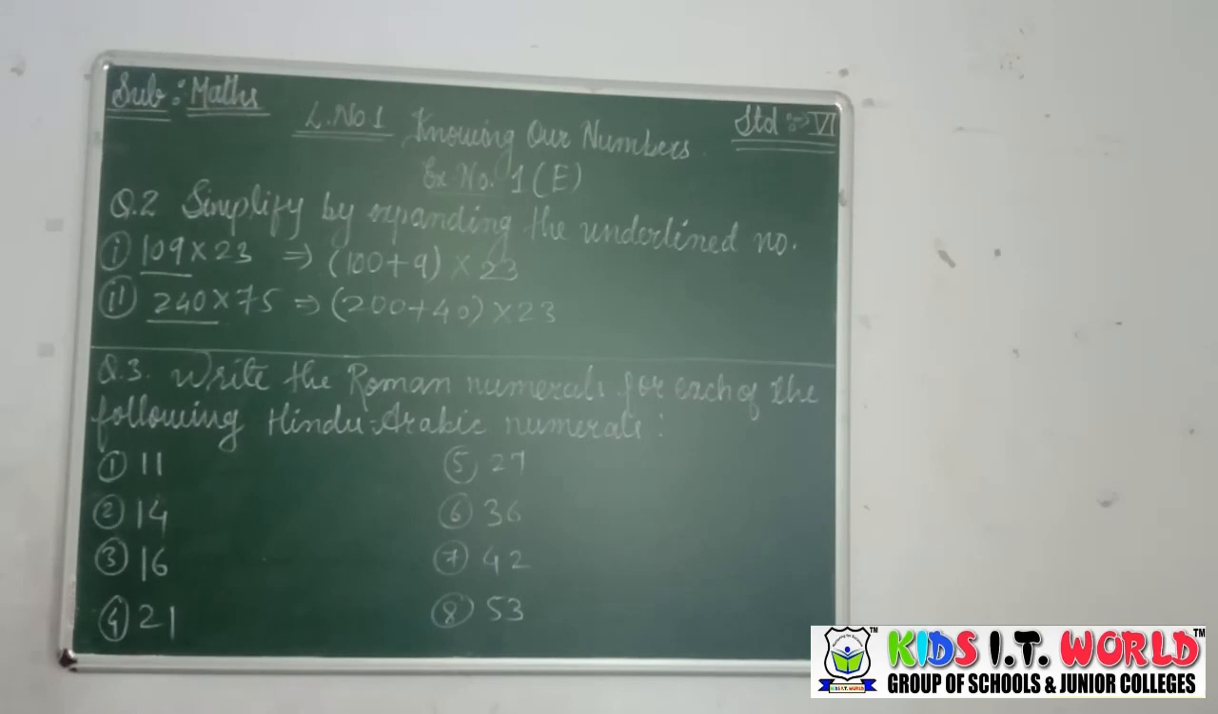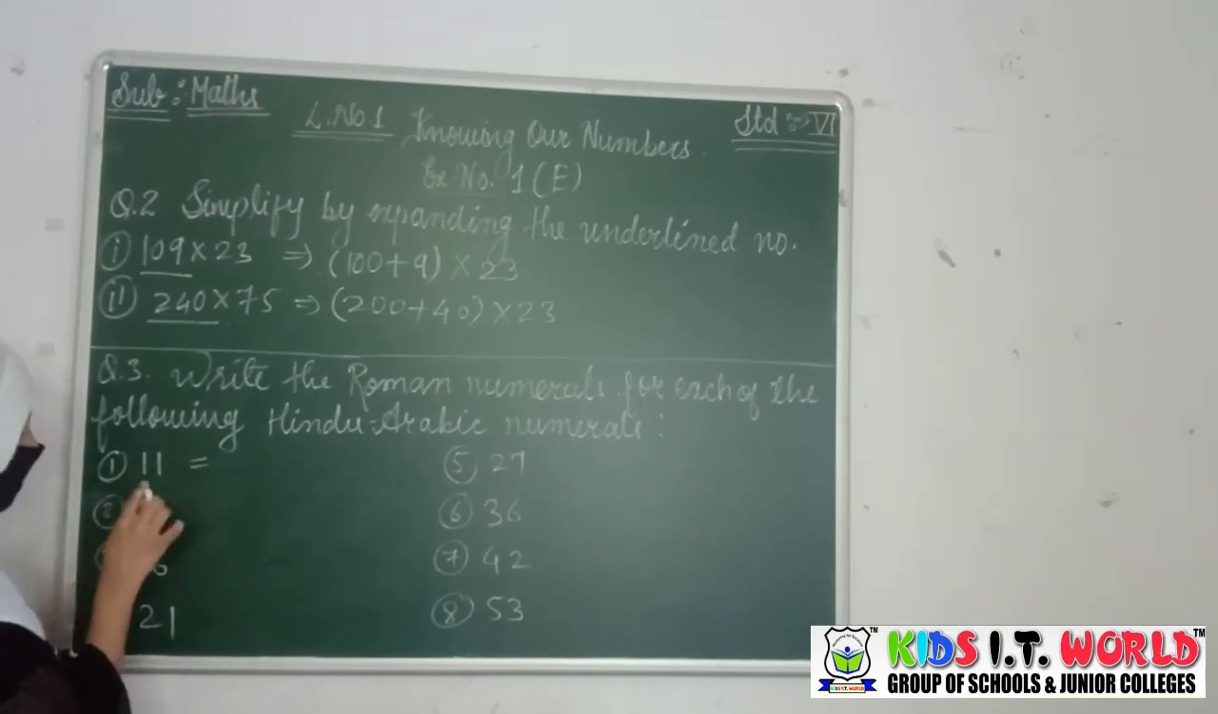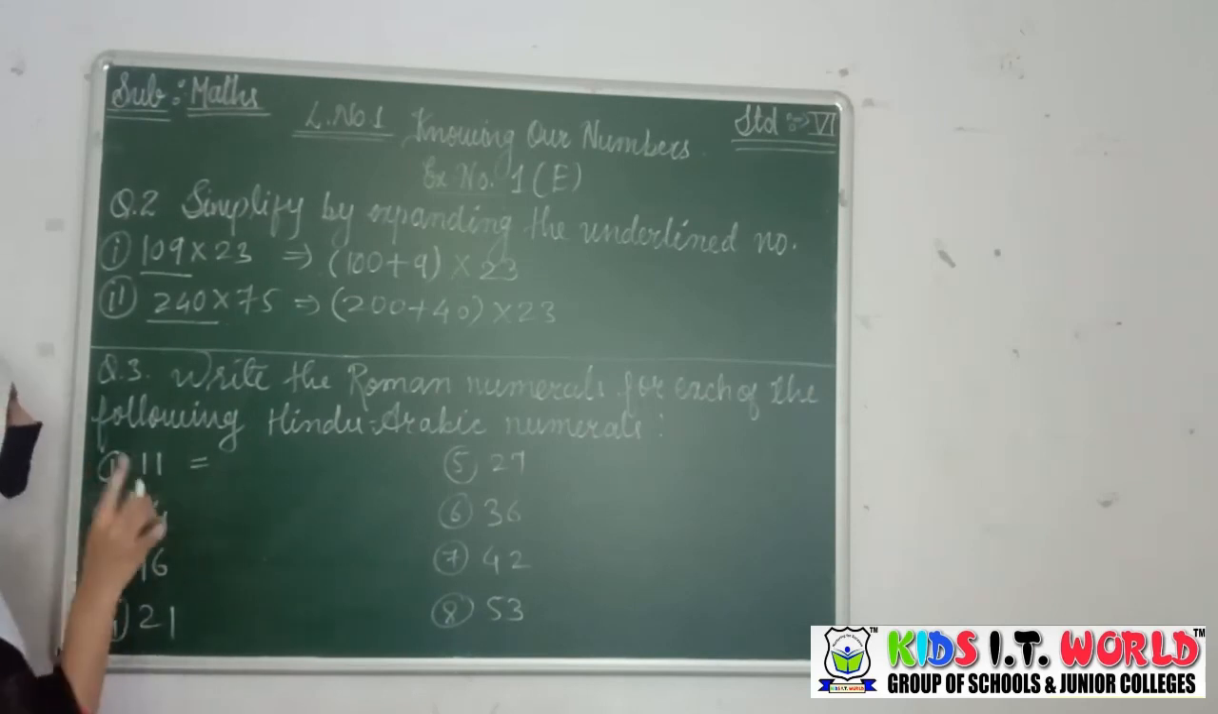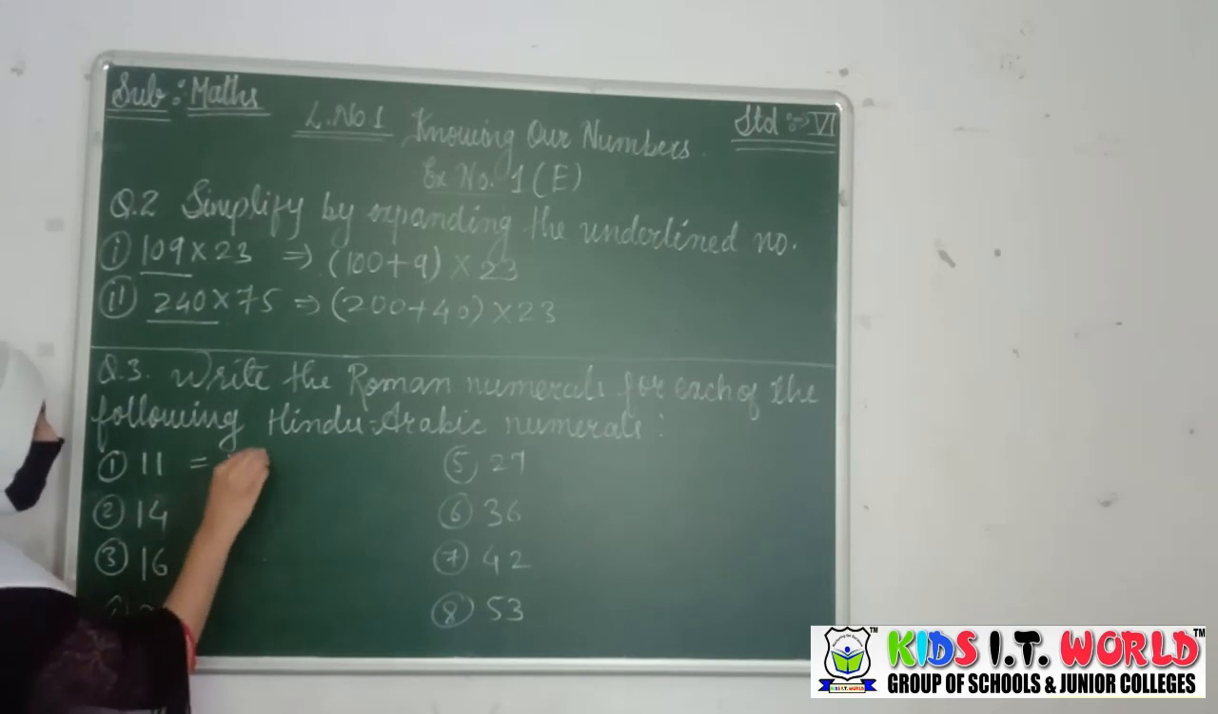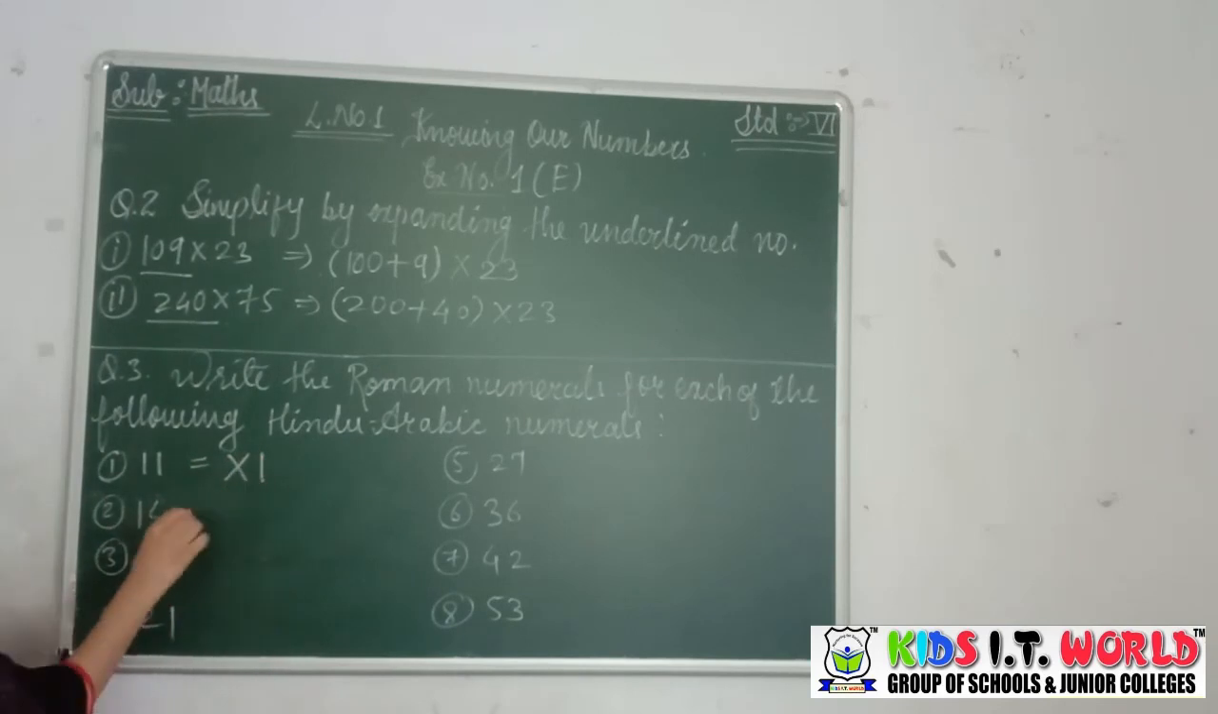Here in the question the Hindu-Arabic numeral form is given to you and you have to convert that Hindu-Arabic numeral form into the Roman numerals. As I told you, using the 7 symbols, that is I, V, X, L, M, D, you have to write the Roman numerals. So here we will write first 11. For 11 we have 10 plus 1. For 10 we write X, and for 1 we write I.